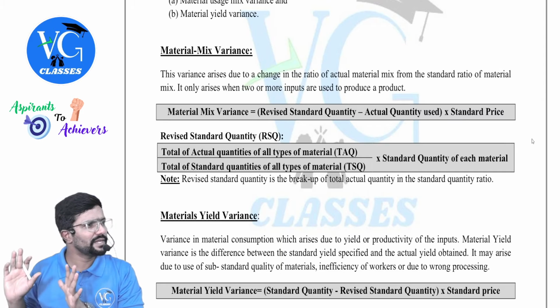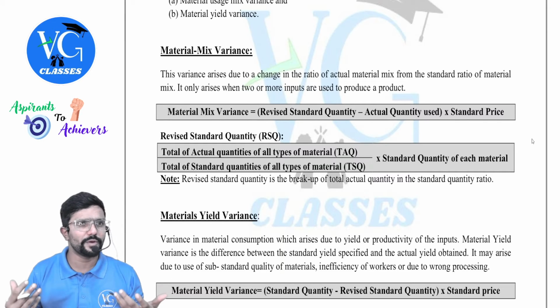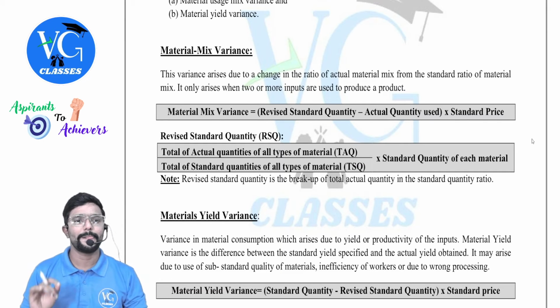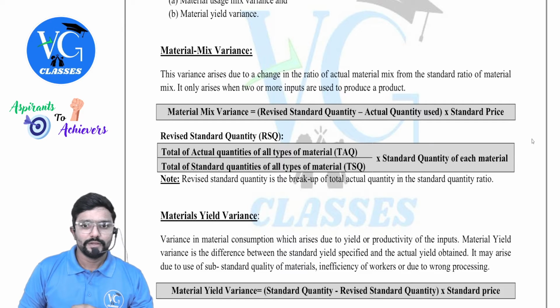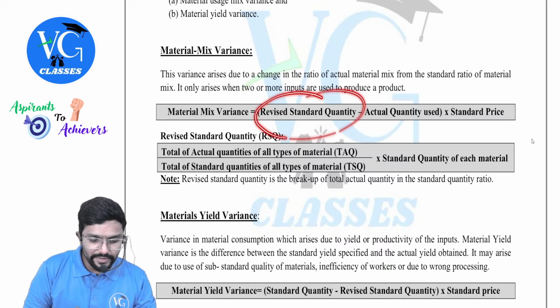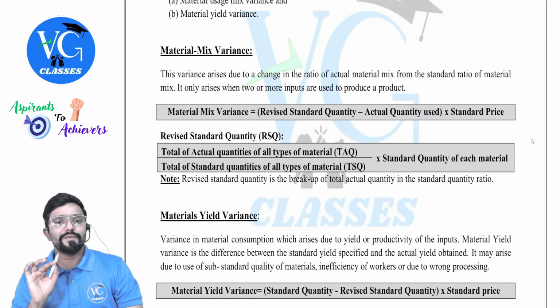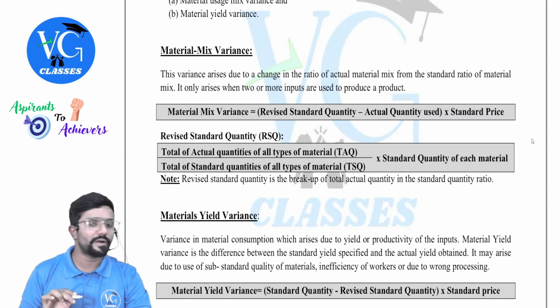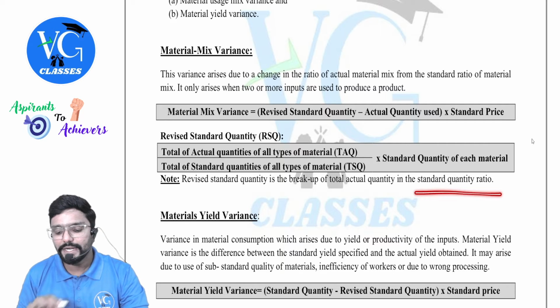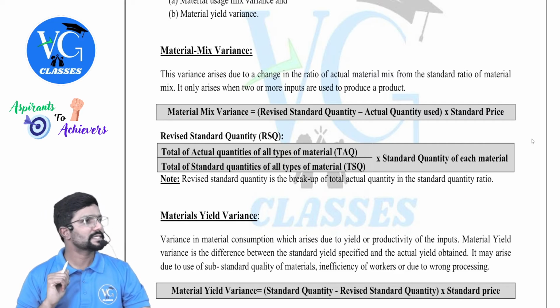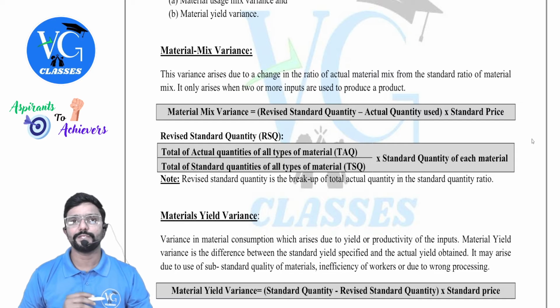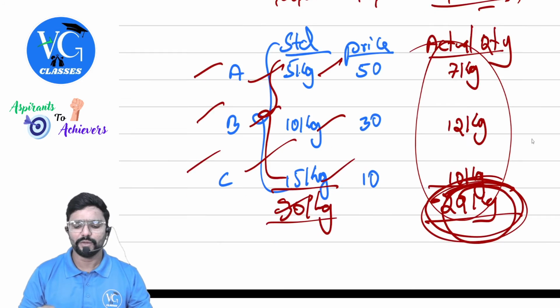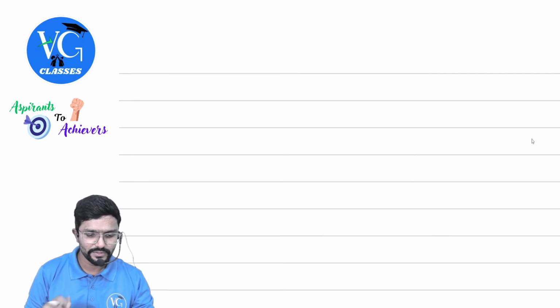Calculation wise, I have just given one example. We will do the problems and you will get a proper hold. First understand the formulas. Revised standard quantity. I have given one note here. You observe. Revised standard quantity is the breakup of total actual quantity in what ratio? Standard quantity ratio, guys. Let me again explain, one more example, just for you.